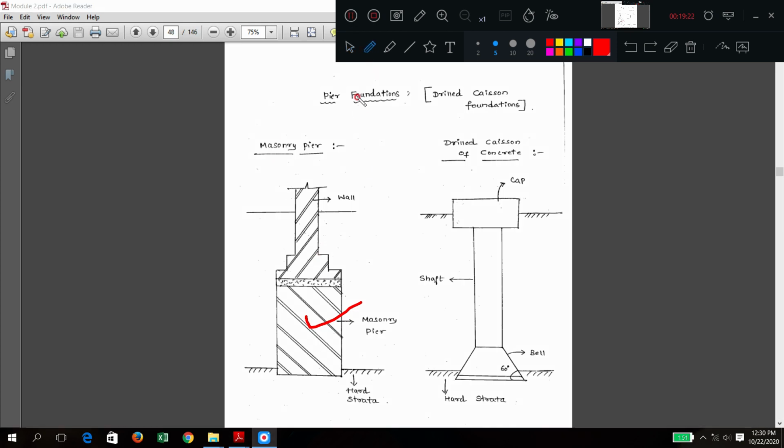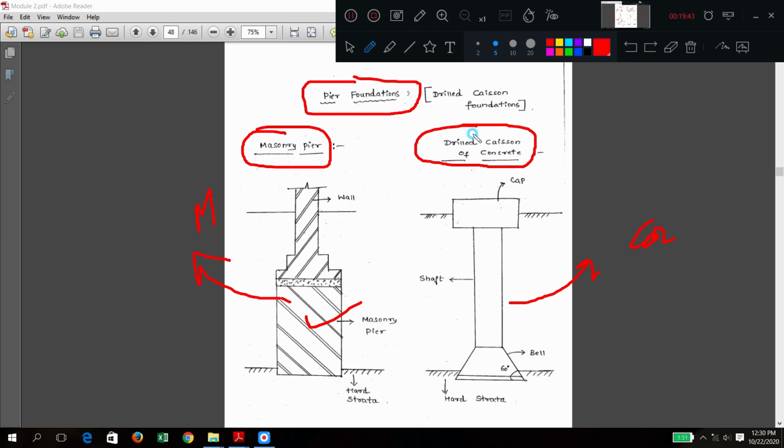In the pier foundation, what we have seen, the total structure may be made up of masonry. The total structure made up of concrete may also be possible, no? If it is constructed using stones or bricks, then we call it a masonry pier. If it is made up of concrete, then we call it a concrete drilled caisson. Okay, masonry pier, hard strata, wall. Here, the hard strata, the bottommost portion of the pier is called the bell.